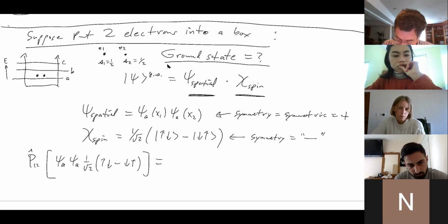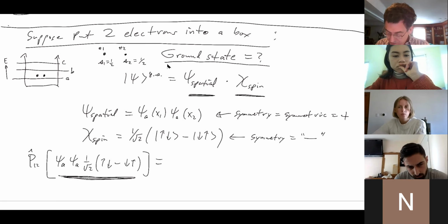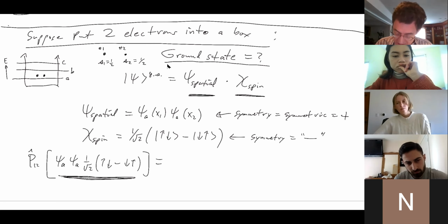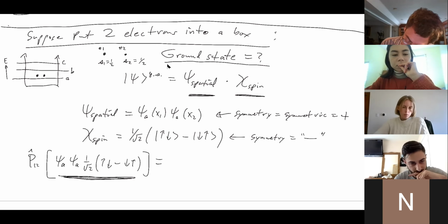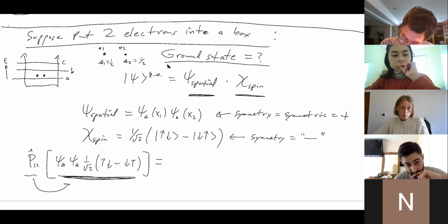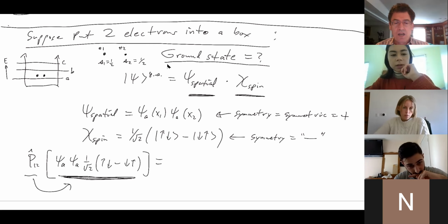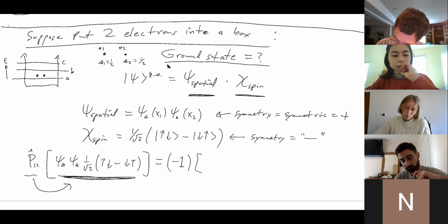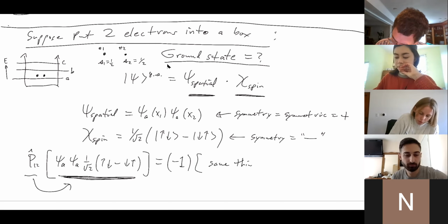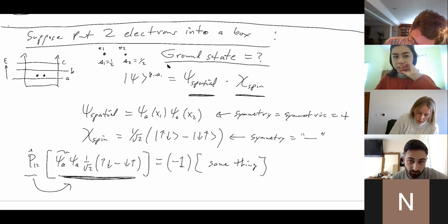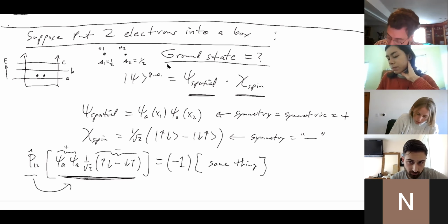So what happens when I hit this state, this product state? It's not a product state, but this many-body wave function. What happens when I hit this many-body wave function with the P12 operator? What do I get? Minus 1 as an eigenvalue. That's exactly right. I get minus 1 times the same thing. And that's because the symmetry of this part is plus, and the symmetry of this part is minus, and plus times minus is minus. So it's anti-symmetric.